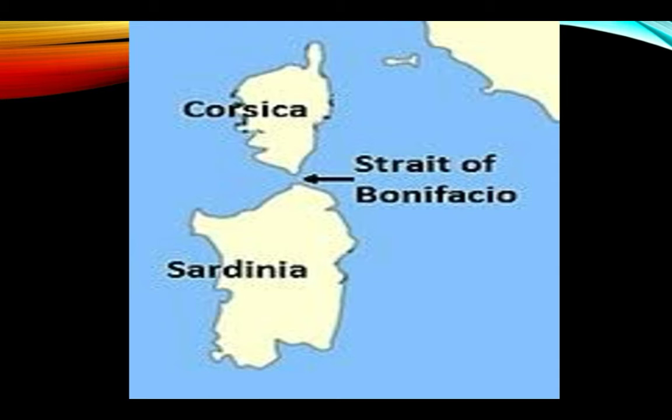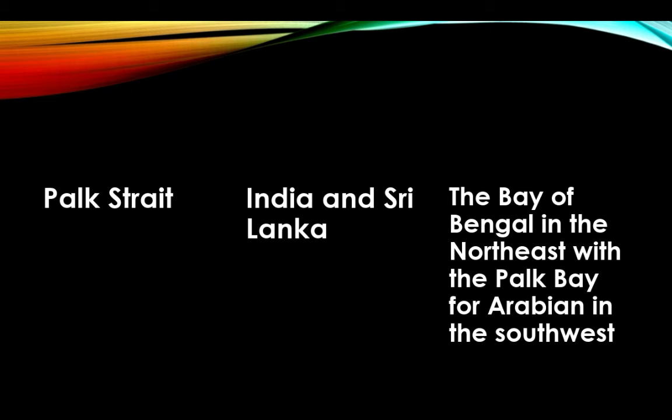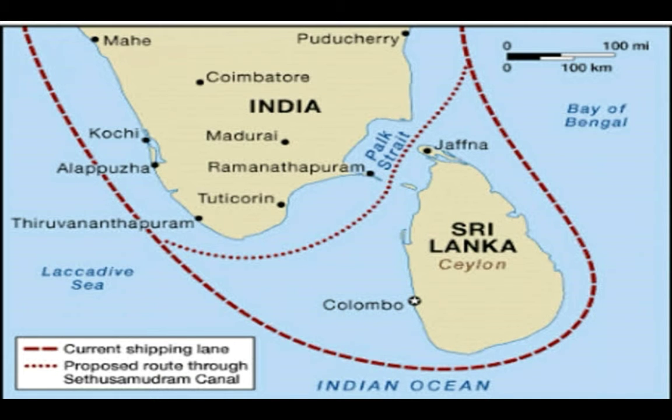Now let's move to the next strait, which is Palk Strait between India and Sri Lanka, and the water bodies are Bay of Bengal and Palk Bay for Arabian Sea in the southwest. Let's see on the map. We have Bay of Bengal in the east, and in the west and south we have Indian Ocean, and there is Palk Strait between South India and north of Sri Lanka.